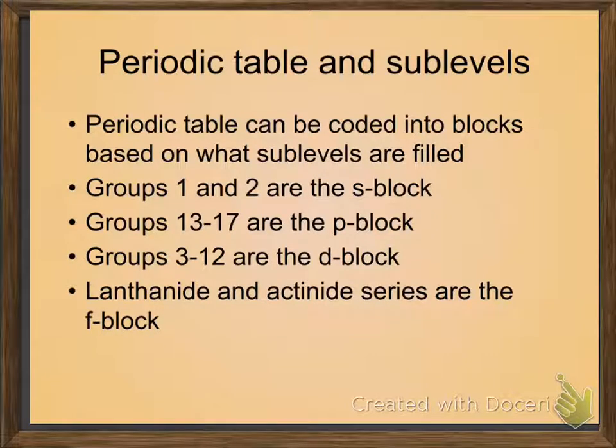Now, you recall from the last video you watched that there are some tricks to figuring out the highest main occupied energy level, as well as how the electron configuration of every element ends based on its location in the periodic table. Well, in fact, the periodic table is coded into blocks based on the sublevels that are being filled. Group 1 and 2 are referred to as the S block, groups 13 through 17 are the P block, 3 through 12 are the D block, and the lanthanide and actinide series, remember those down at the bottom, weird ones? Those are the F block.